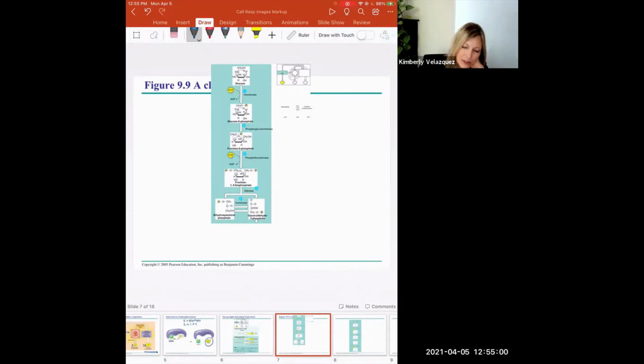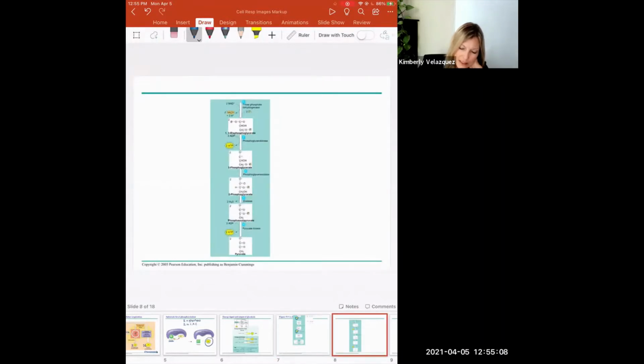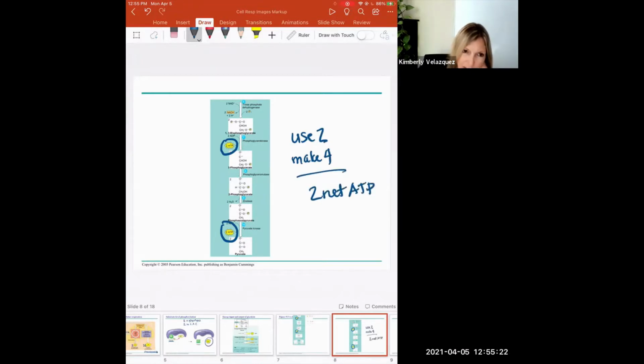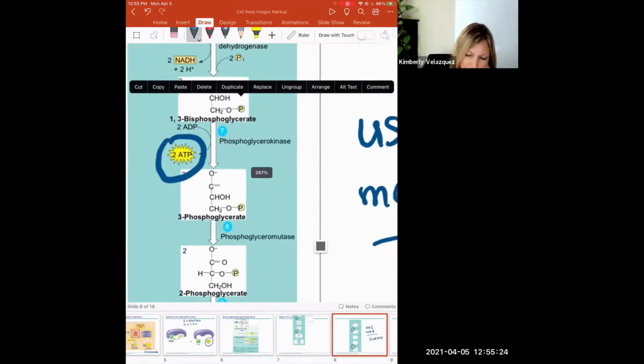You start with glucose. We're going to use some ATP here to get things started. And then at the end of the 10 stages, we've made 4. So remember, we used 2 to make 4, so that's 2 net ATP. You can see there is an enzyme involved at each stage.